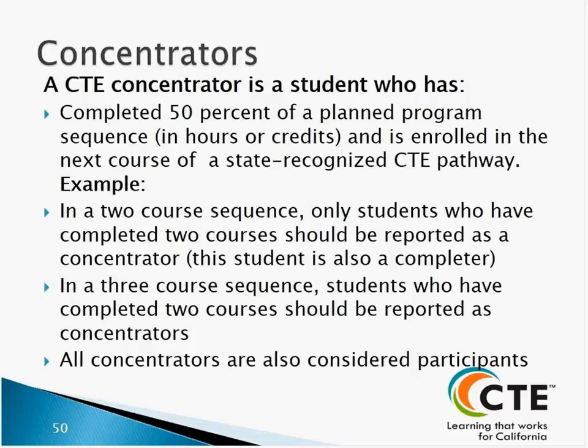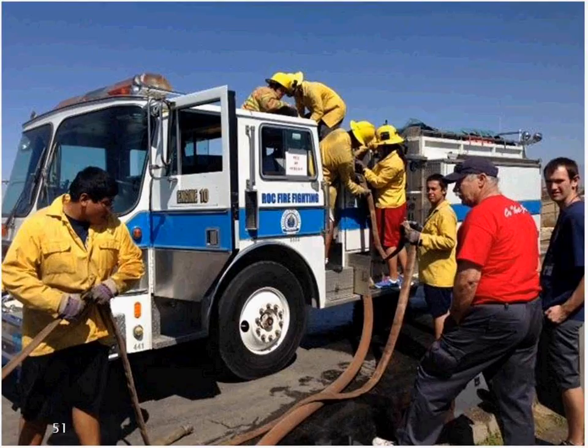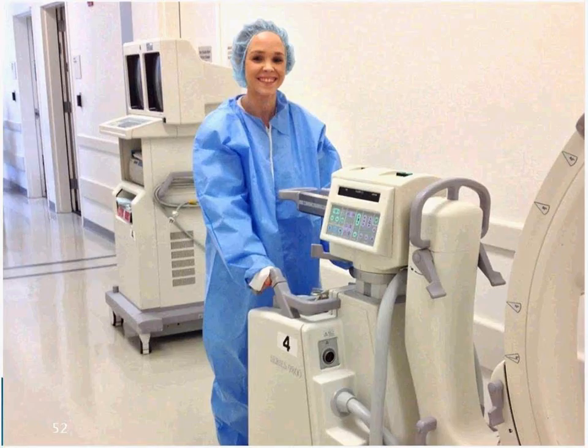I talked about it before, all students in any course with a CBED code of 4,000 to 5,999 are considered a participant. All of your concentrators are also participants. Again, these are students that are most likely concentrators. It's a little higher level here in a fire science program. This student is likely to be in a capstone course because you won't be seeing a student that's just in an introductory program working in a hospital with this type of equipment.